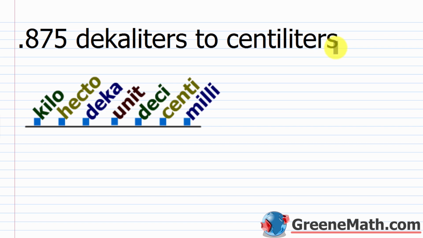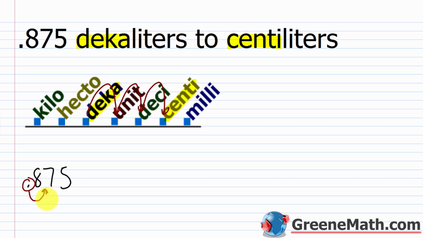So again, we're going to identify the prefixes involved. So we have deca here, and we have centi here. Now, if I look at my prefix chart, here's deca, and here's centi. So I'm just going to match this movement with my decimal point in the number, so 0.875 here. And basically what I want to do, I want to go 1, 2, 3 places to the right to go from deca to centi. So I'm going to match that with my decimal point.